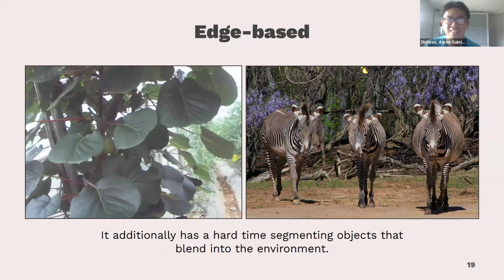Once again, this technique also has a hard time segmenting objects that blend into the environment because, as we explained before, it assumes that objects can be distinguished from the colors in their environment. So the question now is, what happens if the object itself has a very similar range of colors to its environment? That's where edge-based segmentation gets its difficulties.